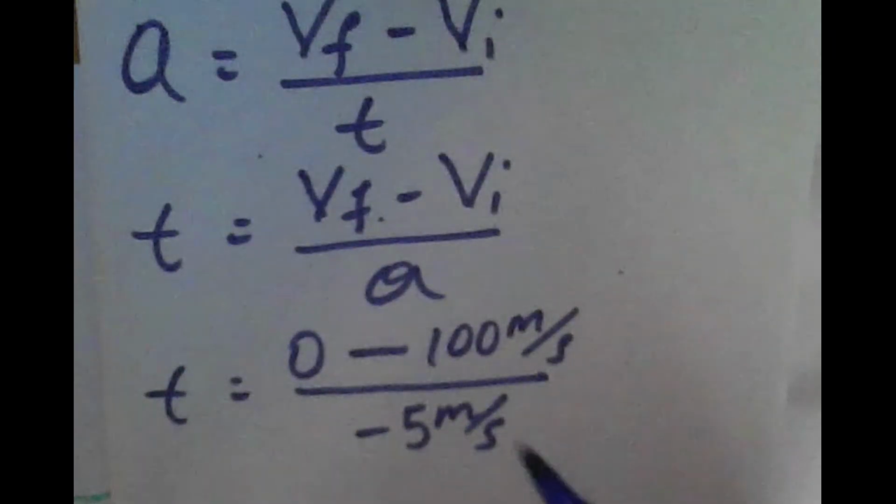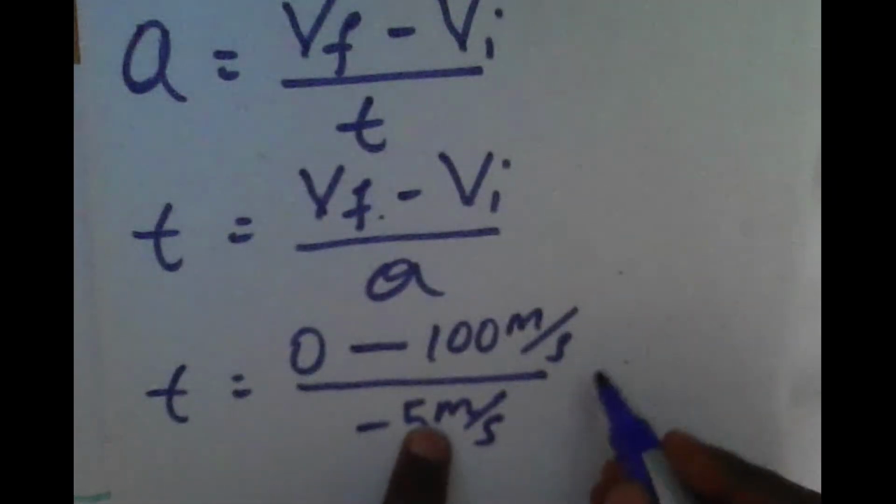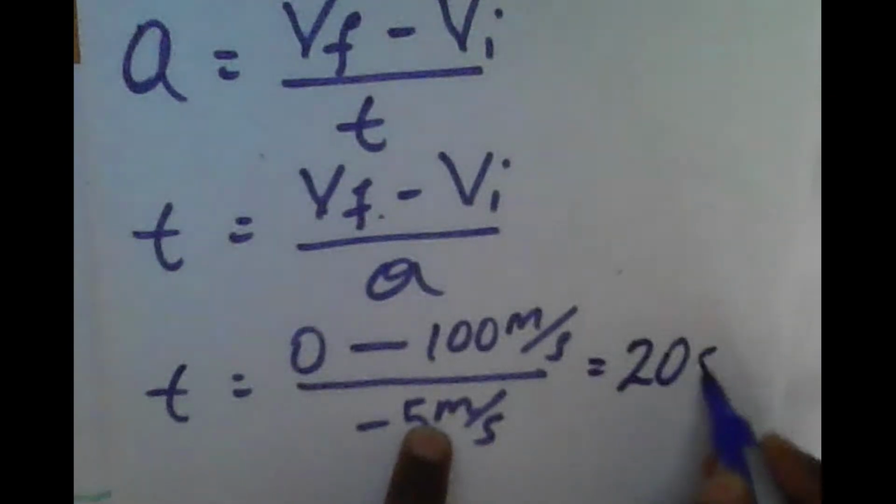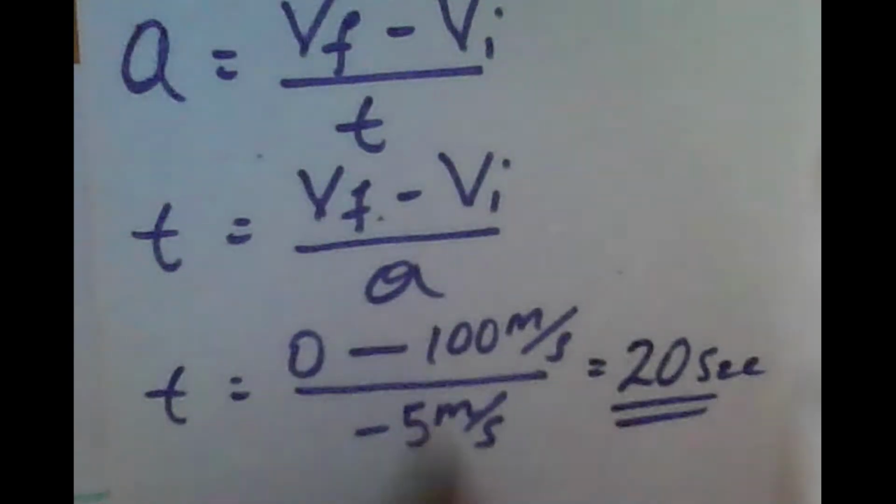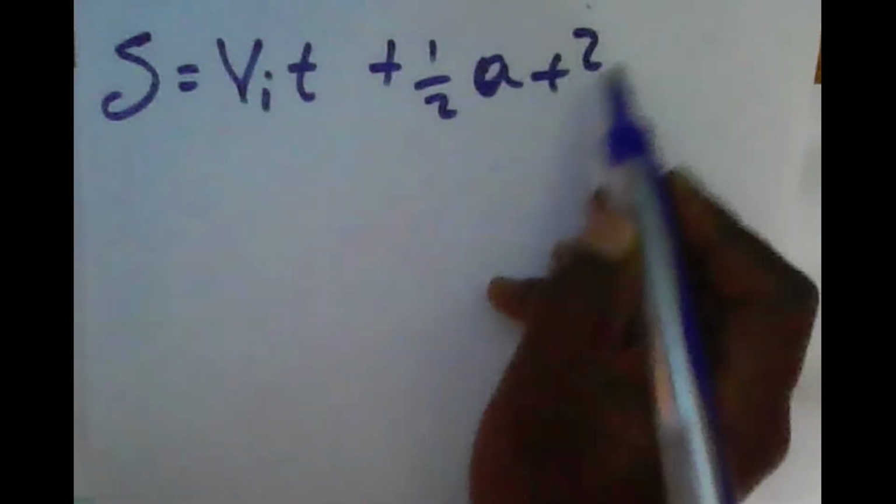Now let's come to here. So 100 divided by 5 is equal to 20 seconds. This is the time that we have. So having this in mind, now let's proceed to the next step. We know that s is equal to the initial velocity multiplied by time plus half a t squared.